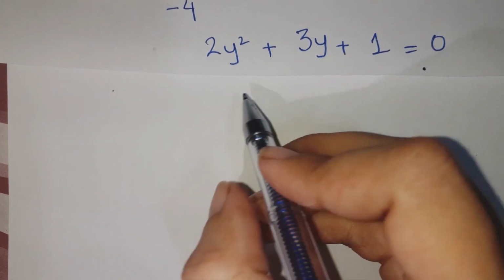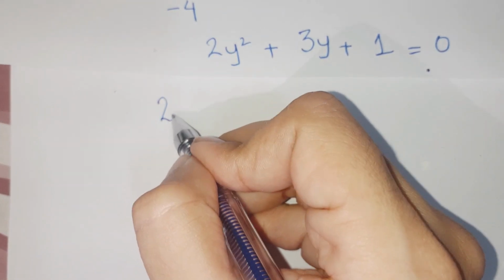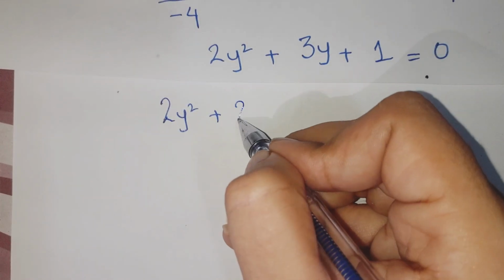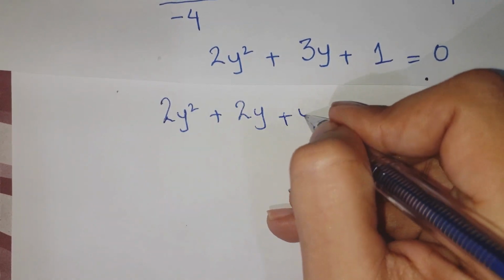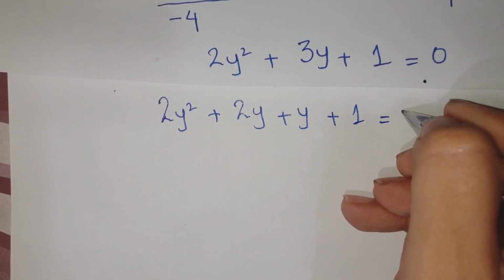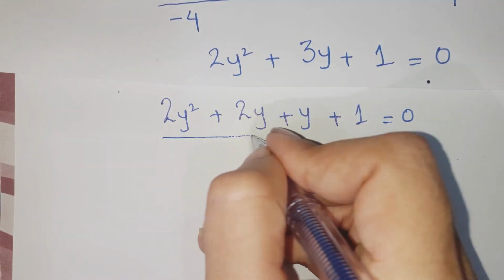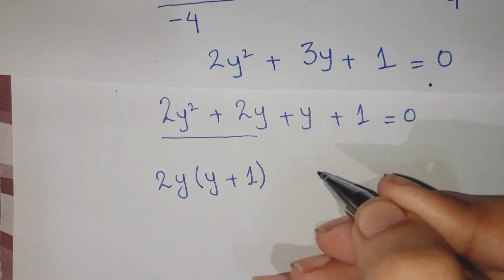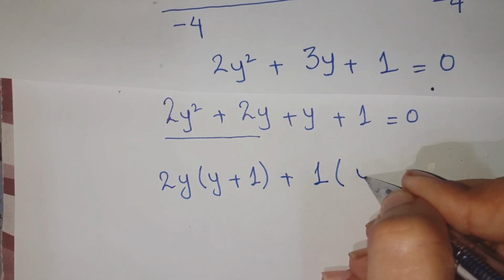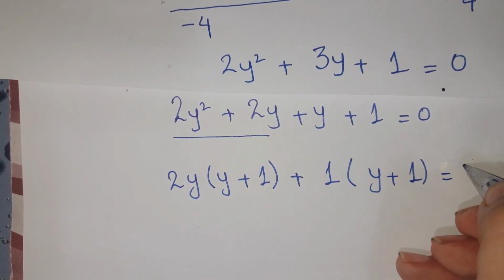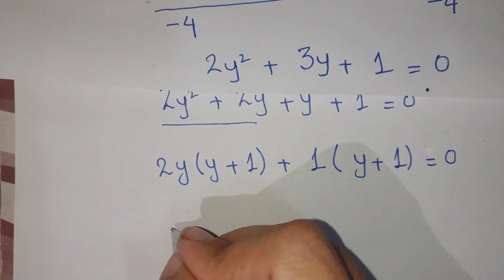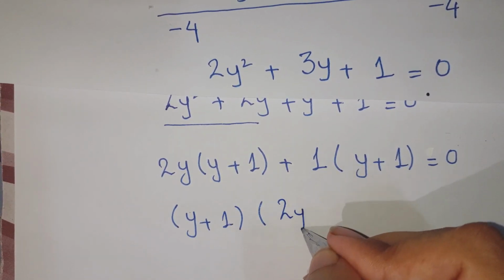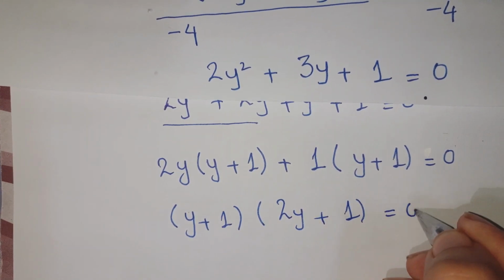Now you can find the values of y by breaking the middle term, that is 2y square, this 3y can be written as 2y plus y, plus 1 is equal to 0. Now in these two terms, taking out 2y common, you are left with y plus 1. Here you can just take out 1 common, you are left with y plus 1 is equal to 0. Now in both of these terms, y plus 1 is taken out. So in this, 2y plus 1 is equal to 0.